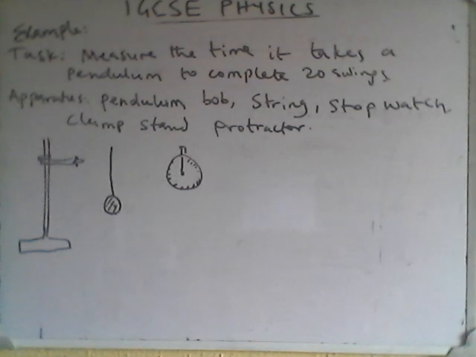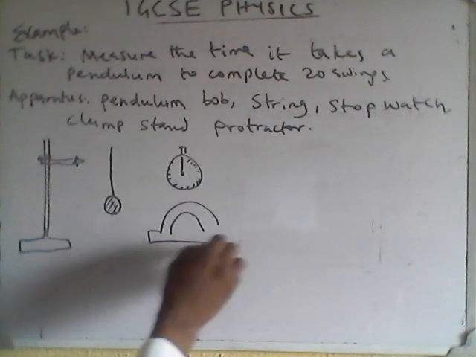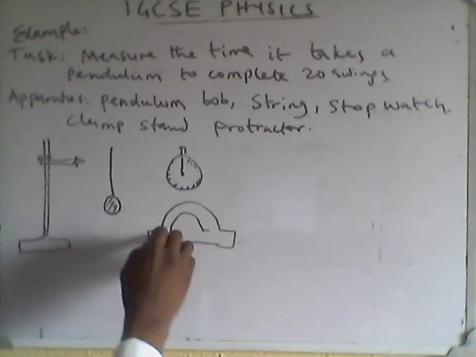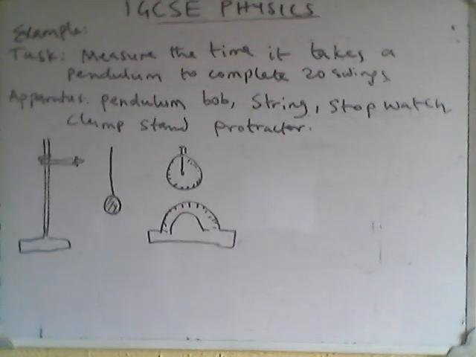Okay. Then the protractor. The protractor is for measuring angle. You know protractor for measuring angle, right? That's how it looks like. Of course, it's calibrated again, with equal markings, right? To measure the angles.